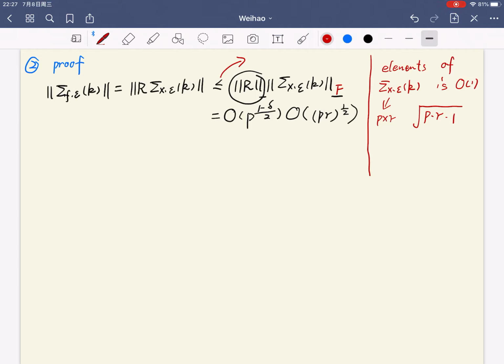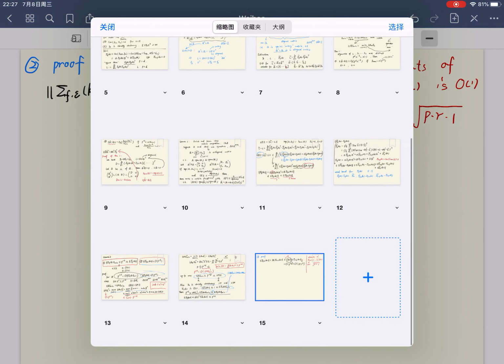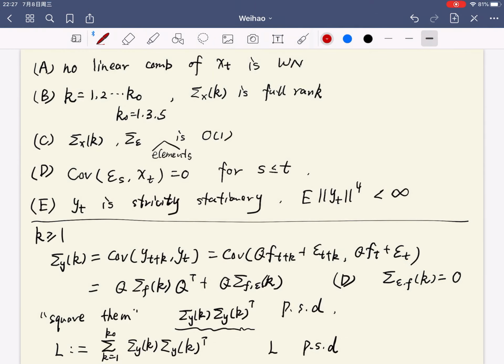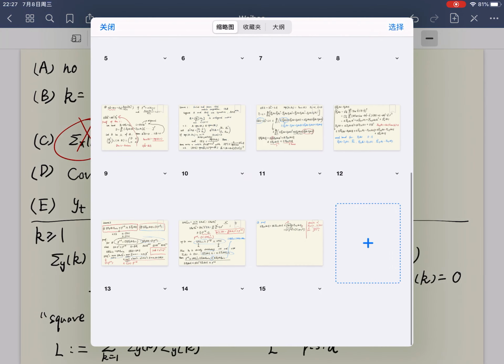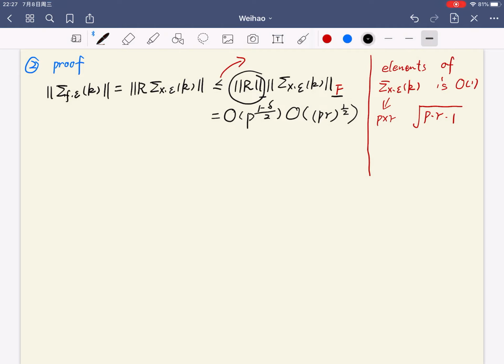I need to clarify a point here. In the previous assumption part, I made a mistake. Here it should be that the autocovariance between the X and the white noise is O(1). Sorry about that. Let's continue. Then we got the rate we want.